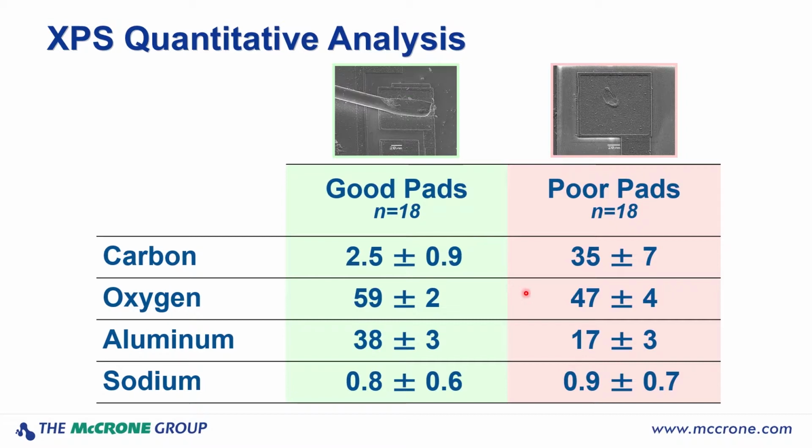One thing to remember is that the quantification of XPS data produces normalized results, so the results will add up to 100%. So in the case of the poor pads where you have a large amount of carbon, that actually attenuates the signal from the aluminum and oxygen underlying the carbonaceous layer. But you can see the dramatic difference between the good pads and the poor pads, and also that the results are fairly consistent. All the good pads have low carbon, all the poor pads have high carbon.